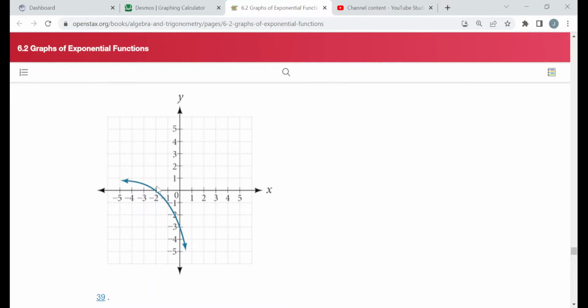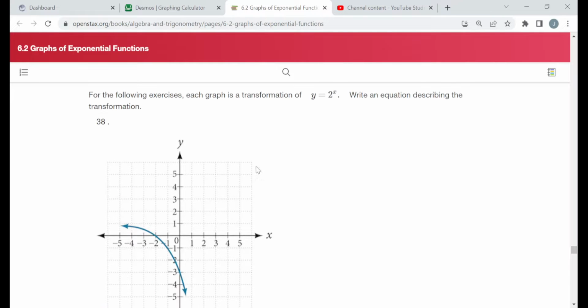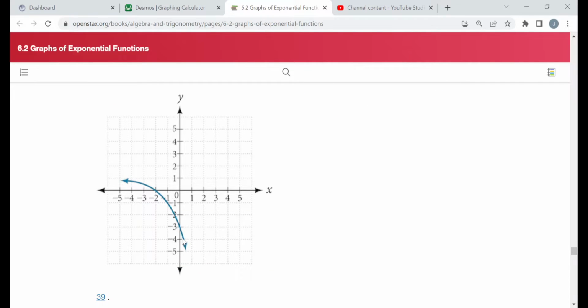Okay, so notice here the horizontal asymptote is at y equals 1. Right, so that means at some point plus 1 was added, because remember, adding something at the end is going to move the graph up and down and move those asymptotes. Also, y equals 2 to the x is an increasing function, but notice this is decreasing, so it had to have been reflected across the x-axis at some point. And notice the y-intercept is at 0.